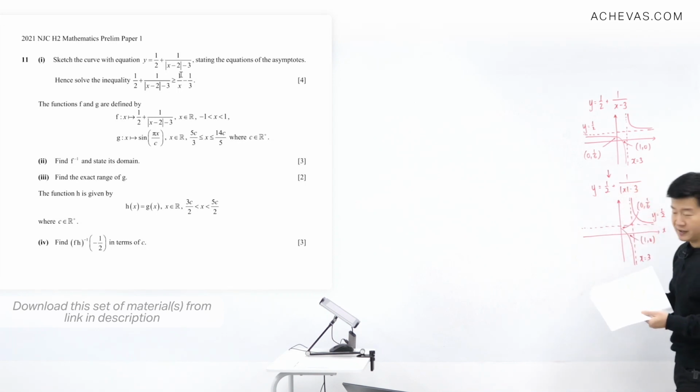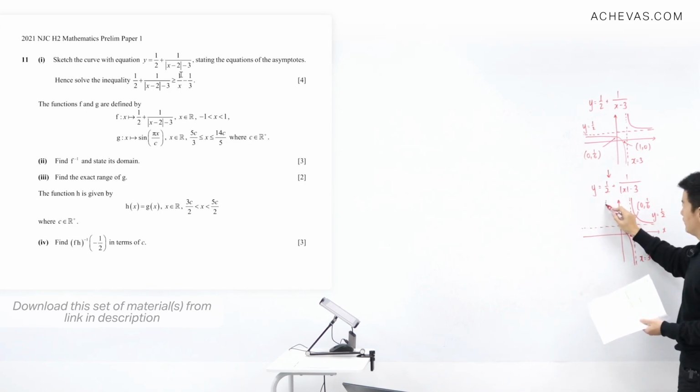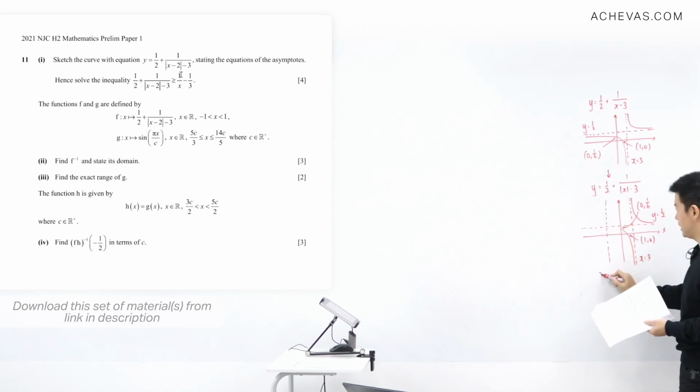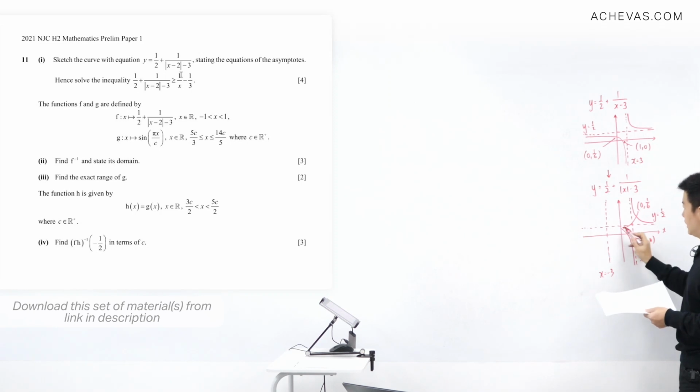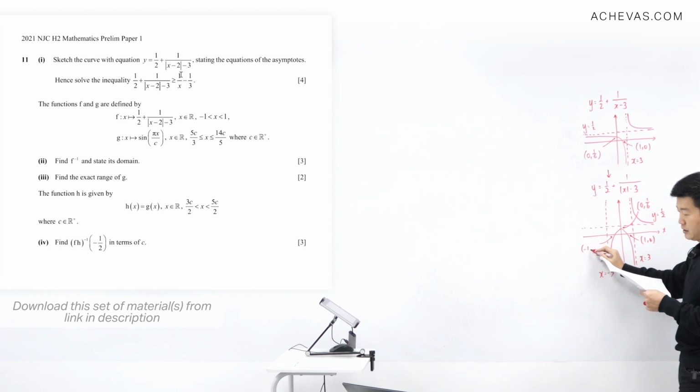And because of the modulus, we are going to be reflecting this over to the other side. So that will give me a vertical asymptote here, and this will be x is equal to minus 3. And then this part is going to be reflected. So I will have something like this, where this point here is going to be the reflected point. So it's going to be at (minus 1, 0).